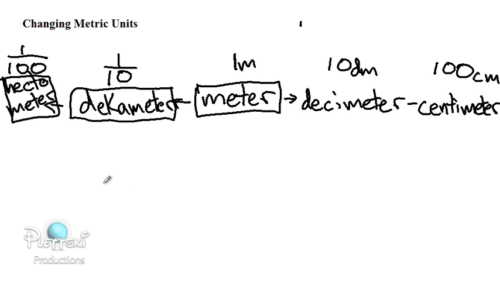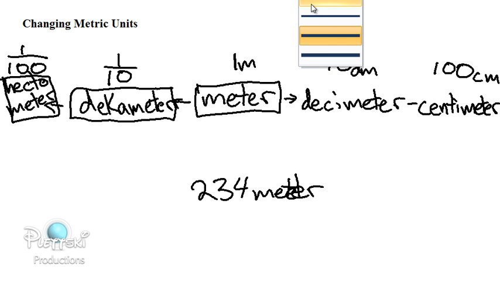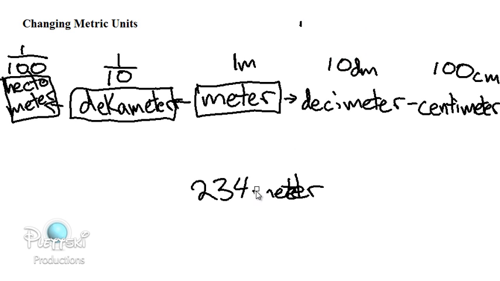Okay, so for an example, we're going to say I have 234 meters. I misspelled meter. Let's erase that. We have an erase tool here. Okay. 234 meters. And I want to know how many decameters and then how many hectometers that is.